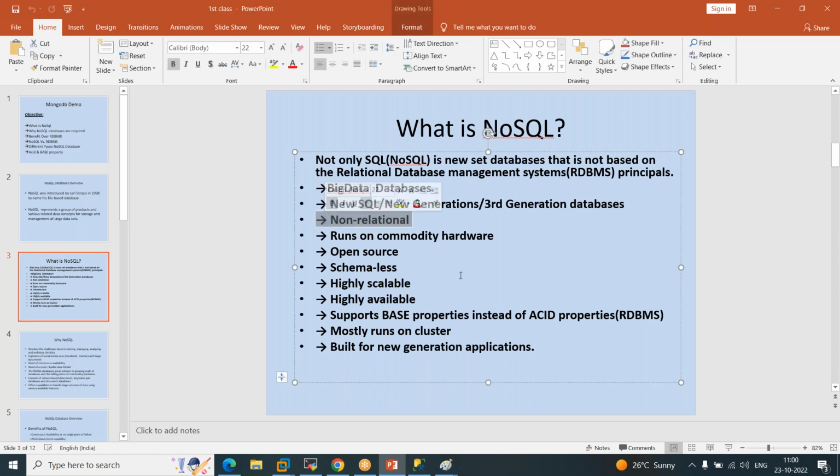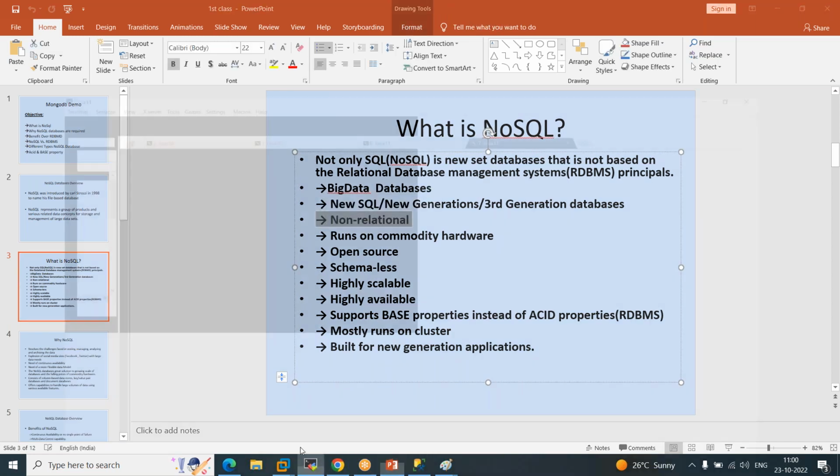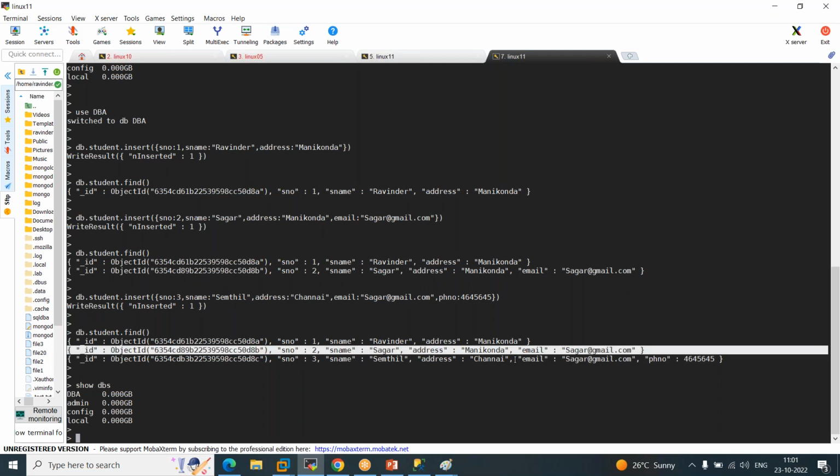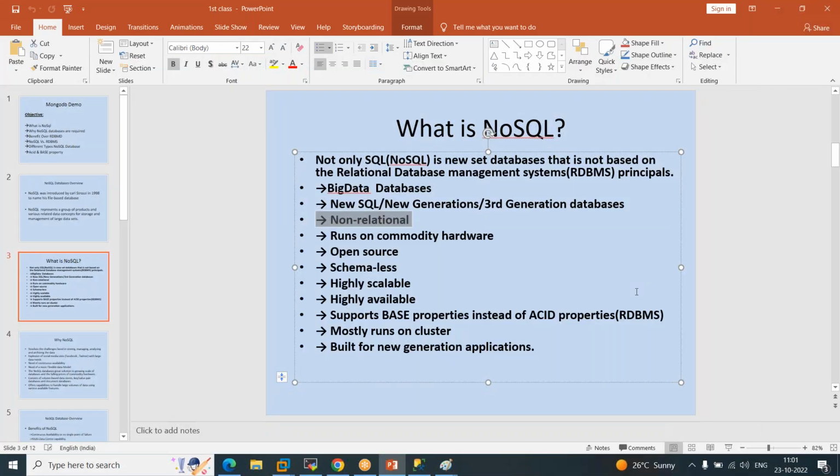And there is no relation between one record and another record. If I look here, this record has three fields, this has four fields, this has five fields. So it does not depend on the other row or document that you defined already. There is no definition by default. It just accepts the data as it comes in any format.